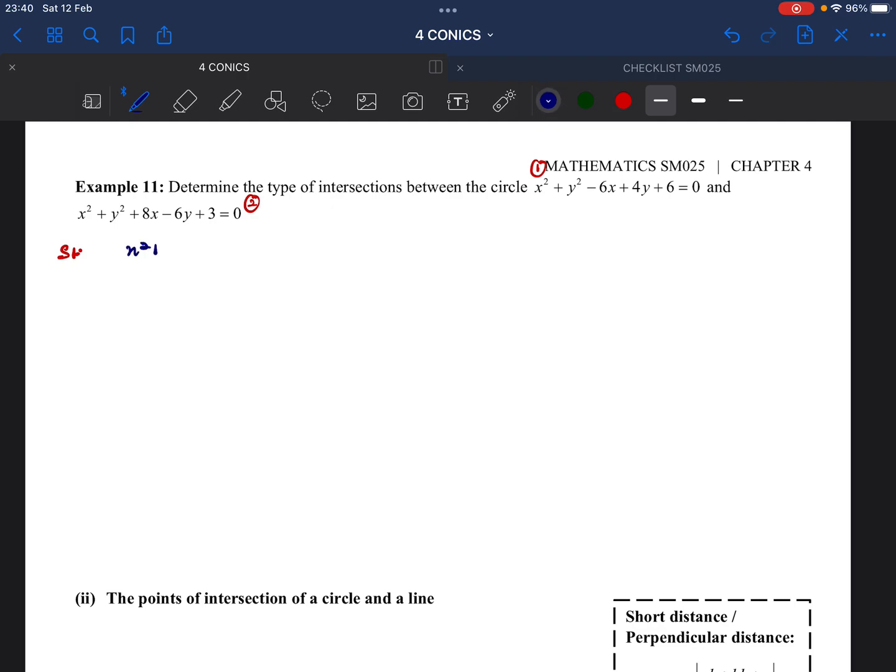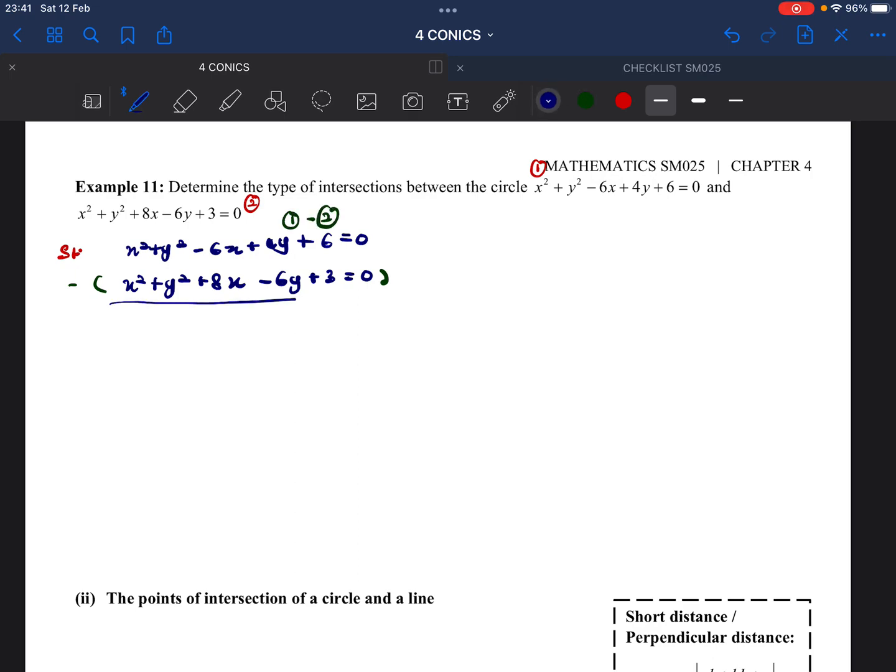So we have x squared plus y squared minus 6x plus 4y plus 6 equals 0. And the other equation is x squared plus y squared plus 8x minus 6y plus 3 equals 0. So we are going to do elimination, equation 1 minus equation 2. x squared minus x squared will get 0. y squared minus y squared will get 0. Negative 6 minus 8, we get negative 14x. 4 minus negative 6y will get 10y. 6 minus positive 3, that will be 3, equals 0. So simultaneous, we get the linear equation.